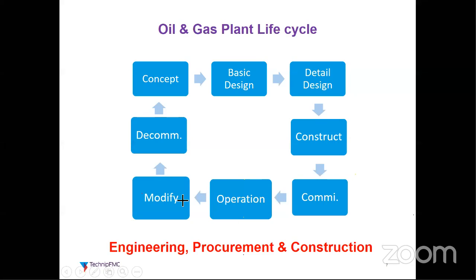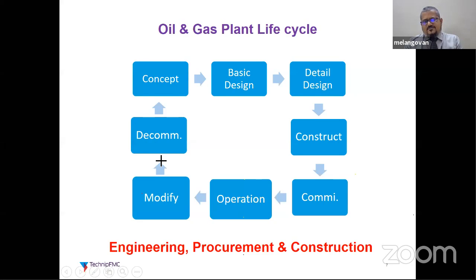For every plant, there is a phase where it needs to be decommissioned, because we cannot foresee the demand for the product for long. Generally, in our industry, we design the plant for 20 to 50 years. This is the general philosophy we follow. That means we design the plant to withstand up to 50 years. After that, they need to go for improvement or decommission and go for a new one. So this is how the typical cycle goes on.